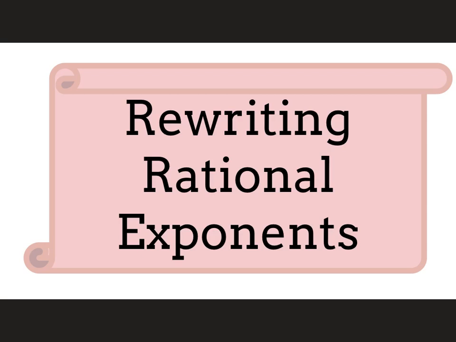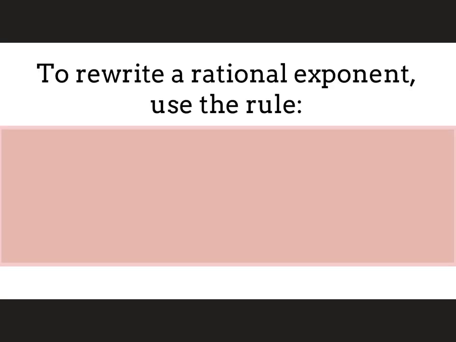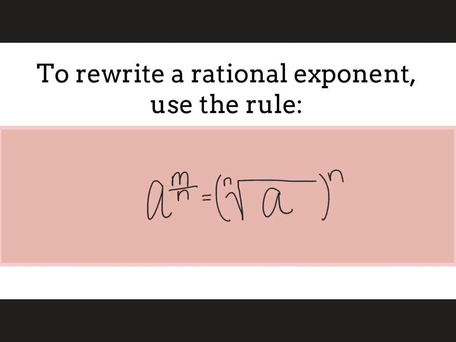This video will show you how to rewrite rational exponents. To rewrite a rational exponent, we use the following rule, where the denominator becomes the index and the numerator becomes the power.